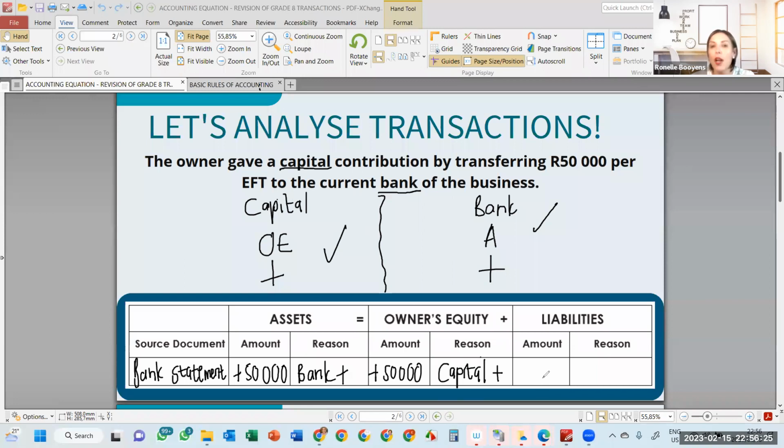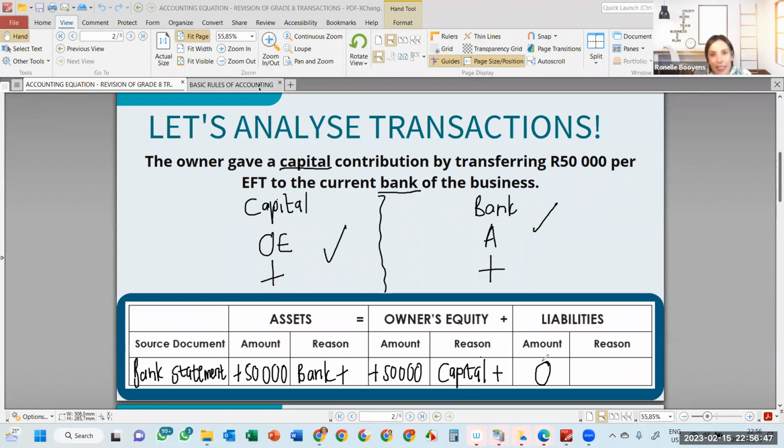Did anything happen to liabilities? Nothing. You can make a zero, or you can draw a dash or a line just so that you know nothing happened here. Now, very important, after each and every transaction that you are analyzing on the accounting equation, go check if your equation is still in balance.